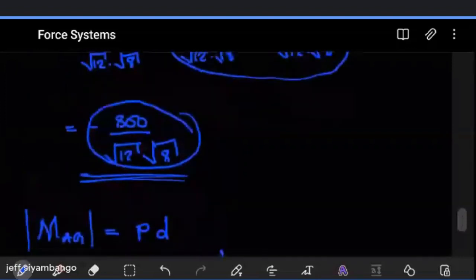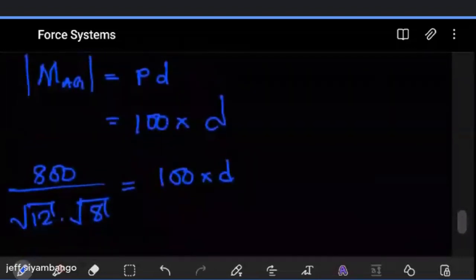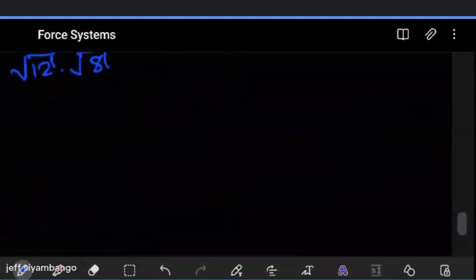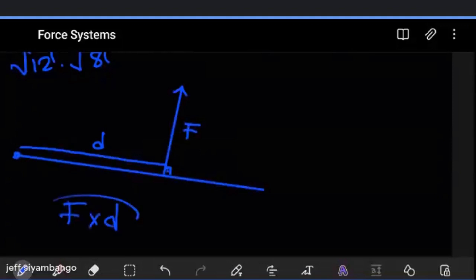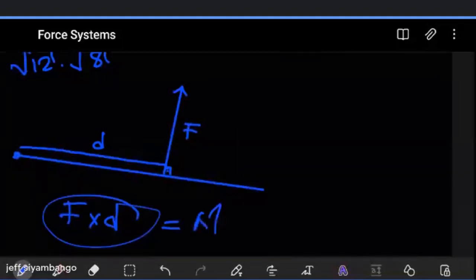So, yeah, it starts somewhere here. What I was saying is that to get the perpendicular distance, if you have lines like this, and I gave you a force, and I told you that this force is perpendicular to the distance D, and I asked you to get the moment about this line, or even about this point, then you can just multiply F times D, and what you get is going to be your moment M.